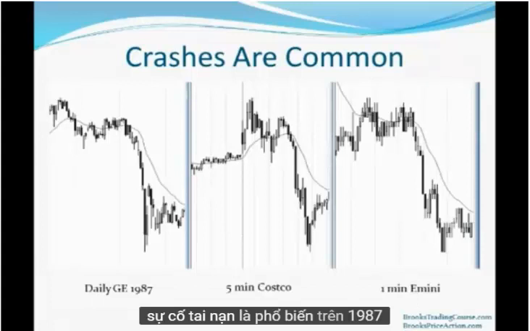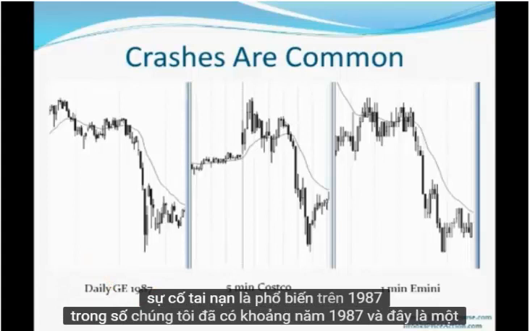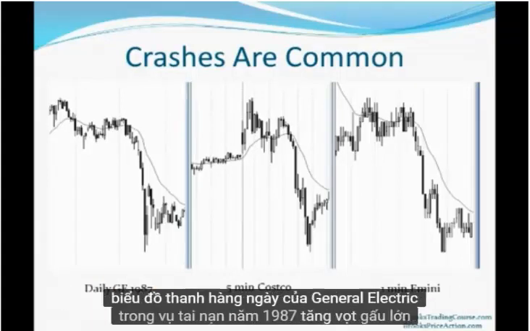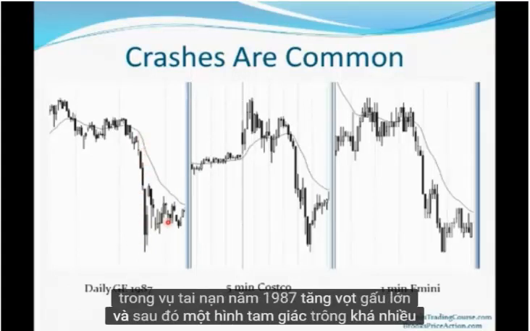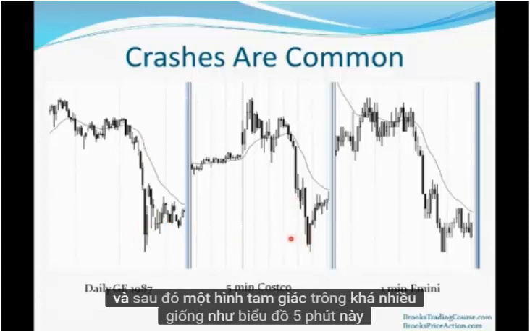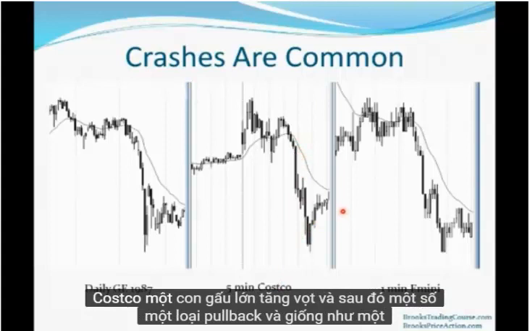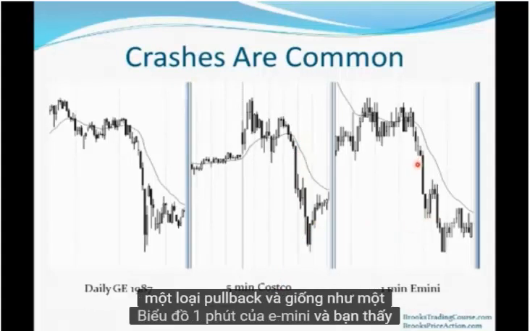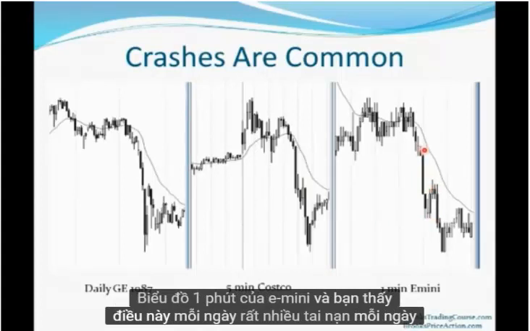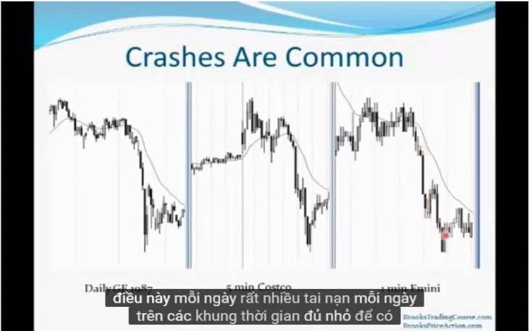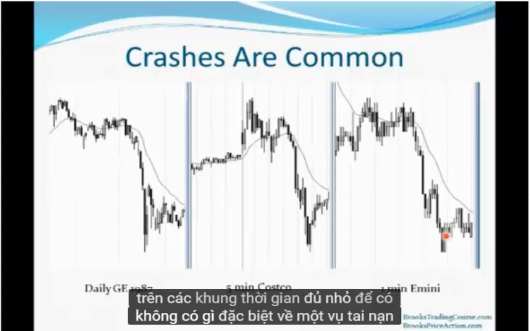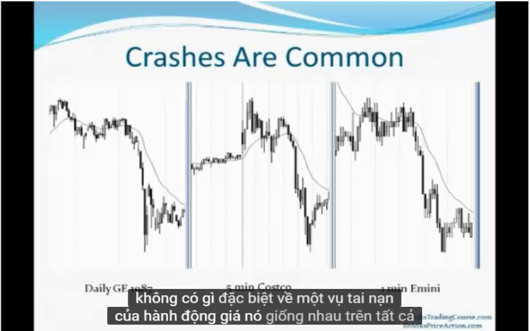Crashes are common. Most of us were around in 1987, and this is a daily bar chart of General Electric during the crash of 1987. Big bear spike and then a triangle. It looks pretty much the same as this 5-minute chart of Costco. A big bear spike and then some kind of a pullback. And the same as a 1-minute chart of the E-mini. And you see this every day. The E-mini crashes every day on small enough time frames. So there's nothing special about a crash. In terms of price action, it's the same on all time frames.